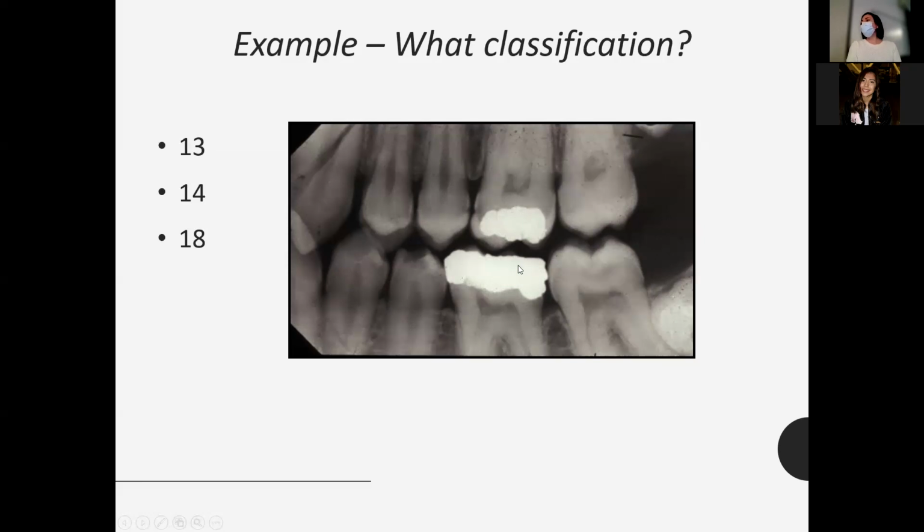And then 18, on 18, this is a good example of what? Yeah, occlusal, good. And this one is a class 4 or more than halfway through the dentin, because it's getting pretty close to that pulpal chamber.